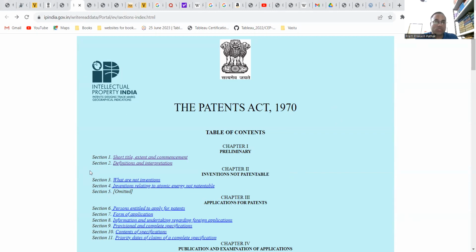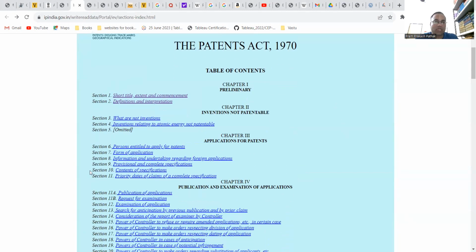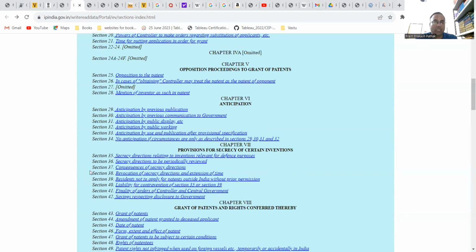I would suggest you please practice memorizing the section names. So if someone calls out section number 6, you must say it means person entitled to apply for patents. And if someone asks form of application, you must say section 7. So both things you need to remember and you need to practice daily.